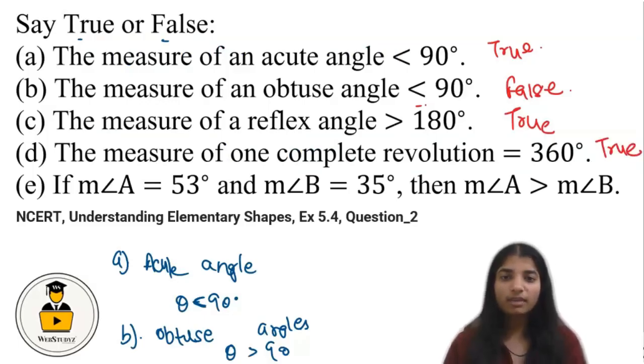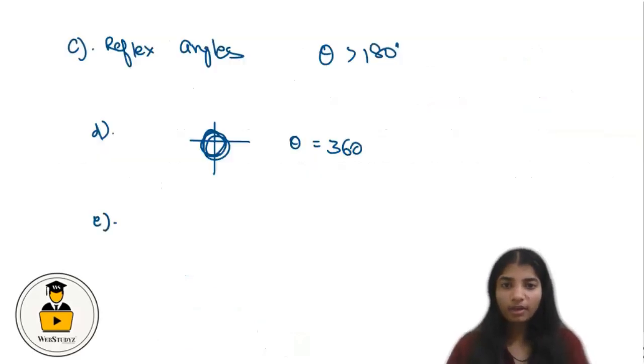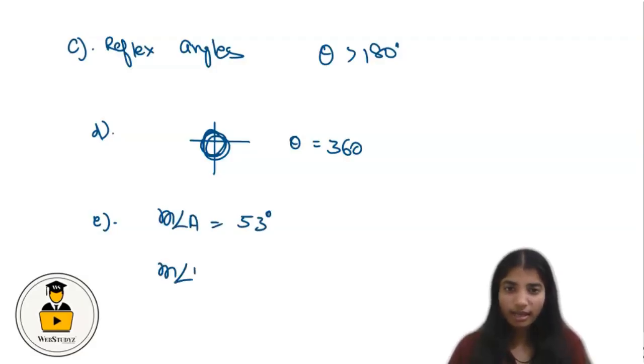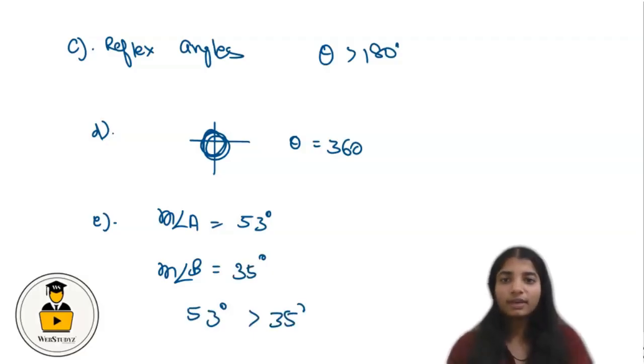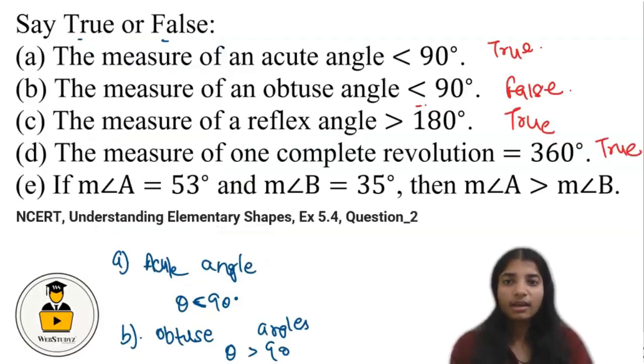Now in the next part we are given that if M angle A is 53 degree and M angle B is 35 degree, then M angle A is greater than M angle B. So here we are given that M angle A equals 53 degree and angle B equals 35 degree. So it is clearly visible that 53 degree is greater than 35 degree. It is given that angle A and angle B are given, then angle A is greater than angle B. So we can say that this statement is true. So this is the answer to the given question.